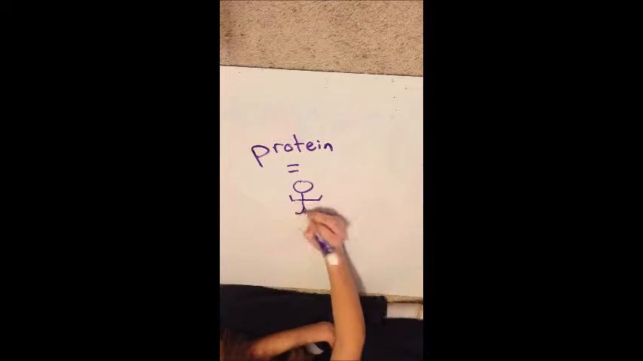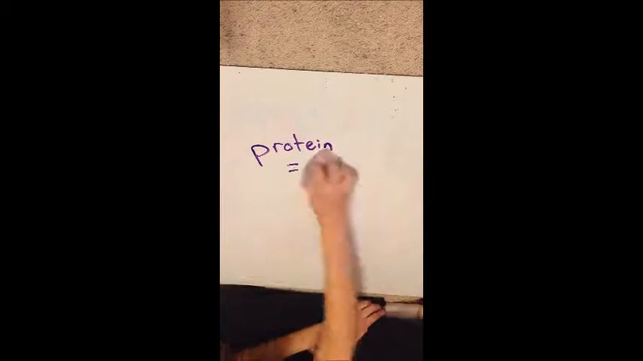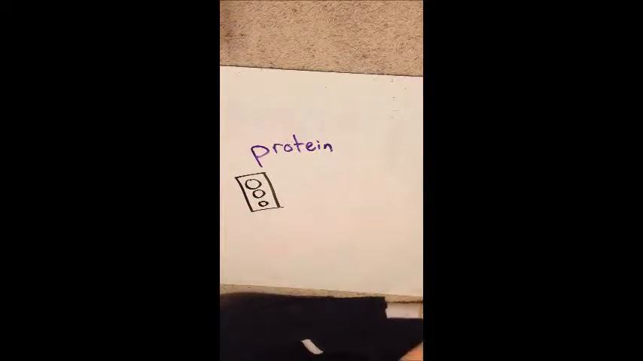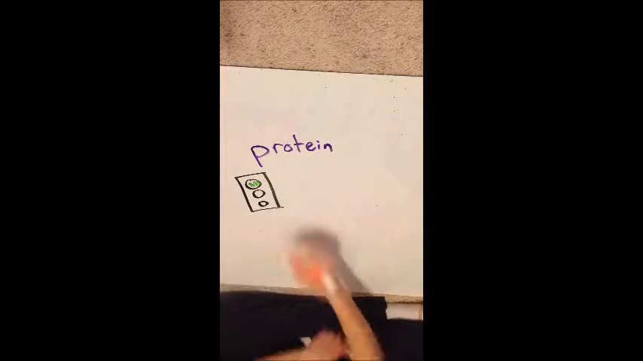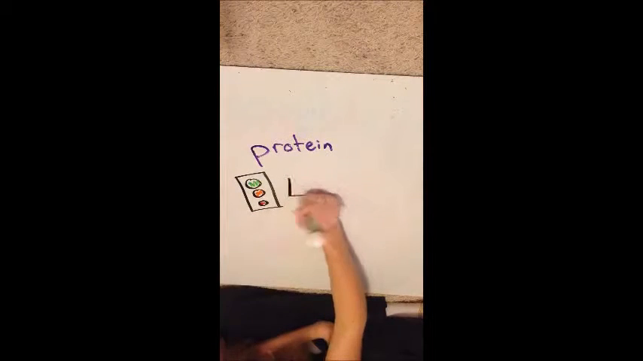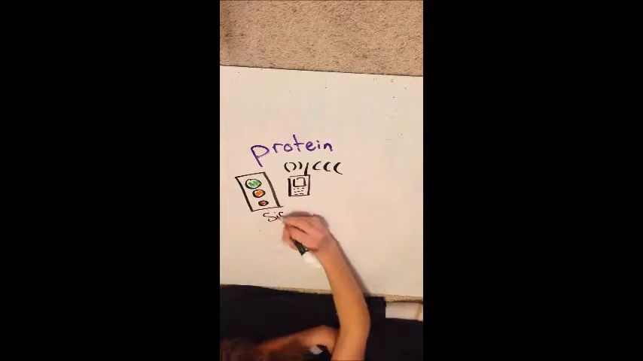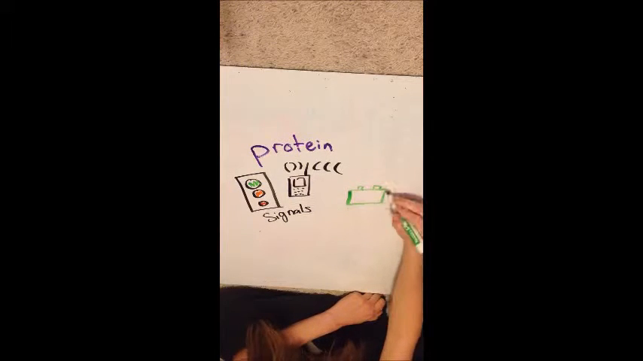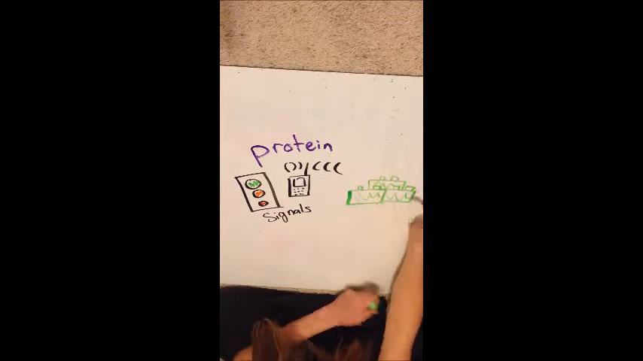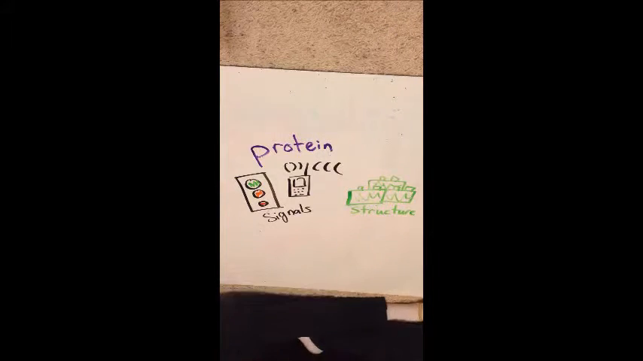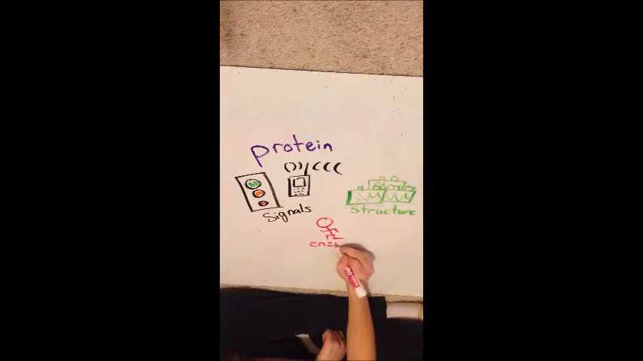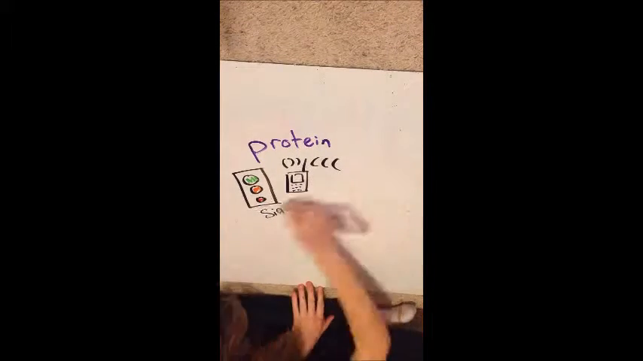Despite vicious stereotypes, I do more than just build muscle. For example, I can send signals such as hormones, or I can receive signals. I can be a structural protein which helps form muscle fibers, hair, skin, and claws. Though I doubt you personally have claws, I also can be an enzyme and speed up chemical reactions.